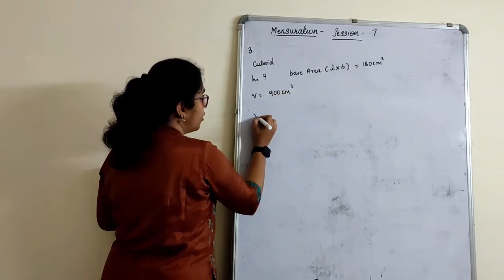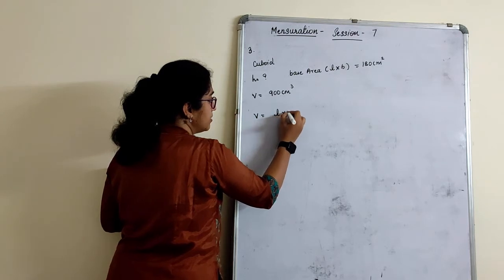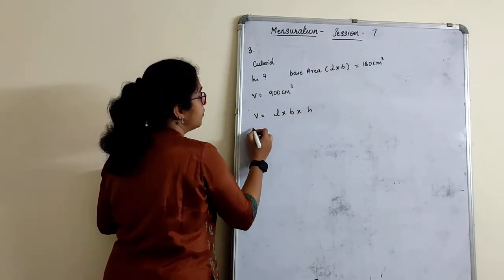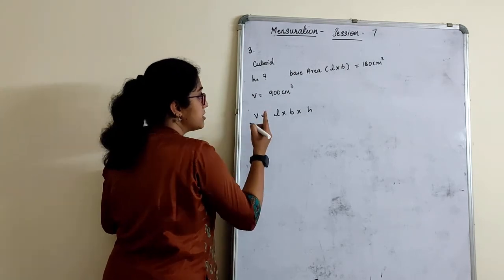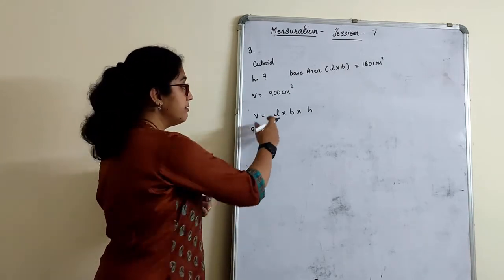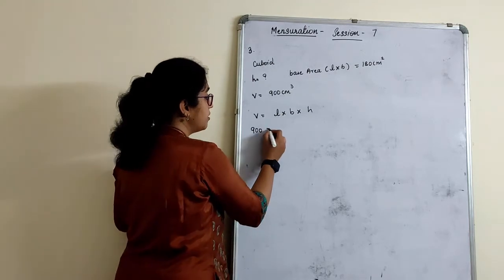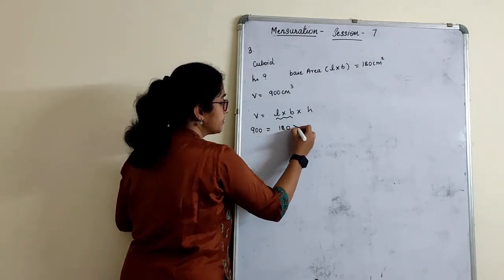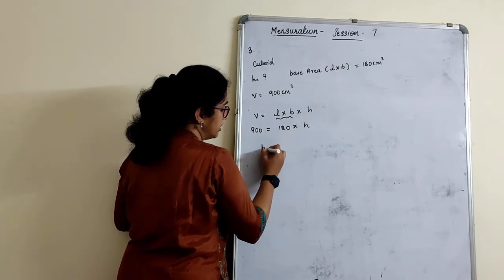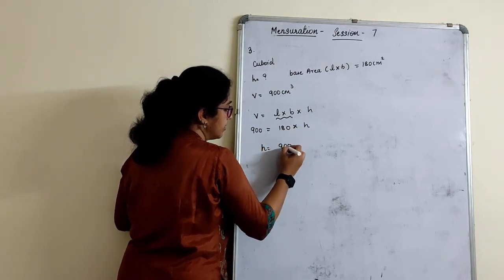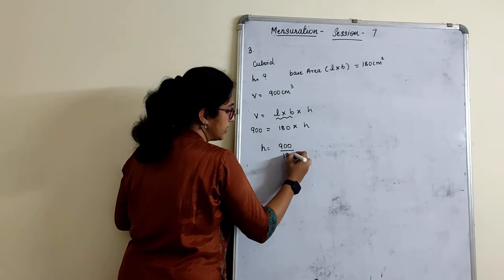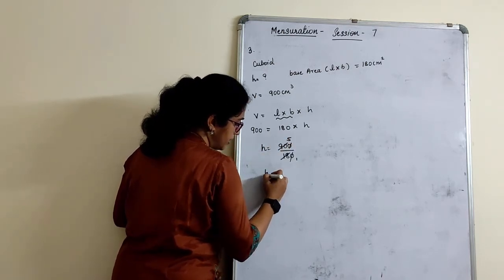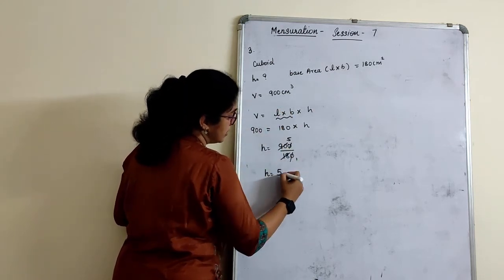Find the height. Volume is equal to length into breadth into height. That is what they have given. Volume is 900, but if you don't understand what is base area, then you cannot substitute here. Length into breadth is given as 180 into h. H is equal to 900 divided by 180, 0, 18 ones are 18, fives are. H is equal to 5 centimeter.